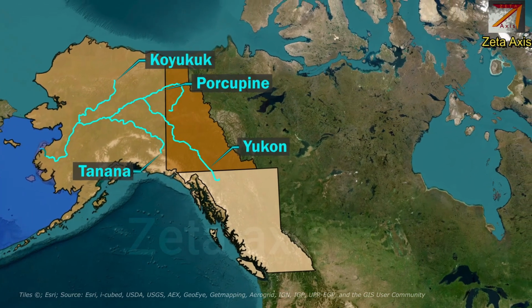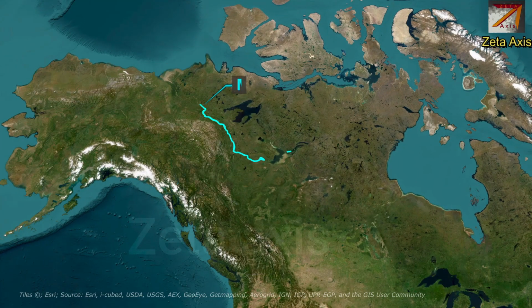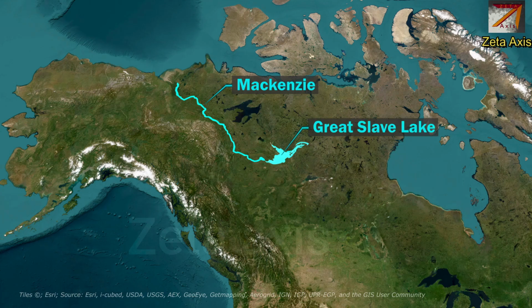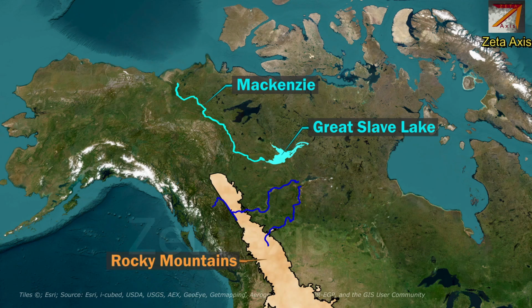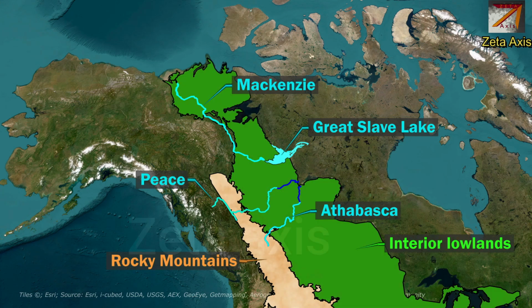The next important river of the North American continent is the Mackenzie River. The Mackenzie River originates from Great Slave Lake. However, its main headstream originates from the Rocky Mountains. The main headstreams of the Mackenzie River are the Peace River and Athabasca River. Both of these rivers originate in the Rocky Mountains and flow eastwards in the interior lowlands. Both these rivers form an inland delta on the western side of Lake Athabasca.